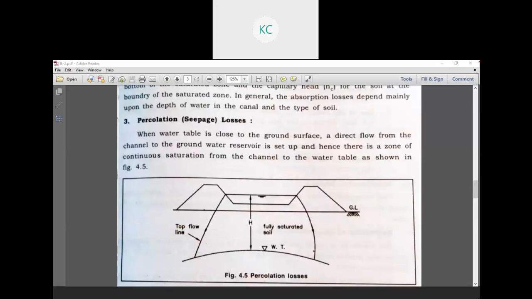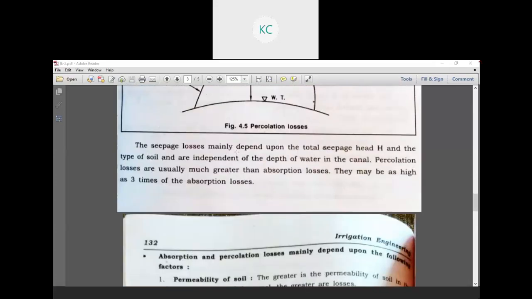બરાબર. The seepage losses mainly depend upon the total seepage head H and the type of the soil and are independent of the depth of water in the canal. Percolation losses are usually much greater than absorption losses. They may be as high as 3 times of the absorption losses.